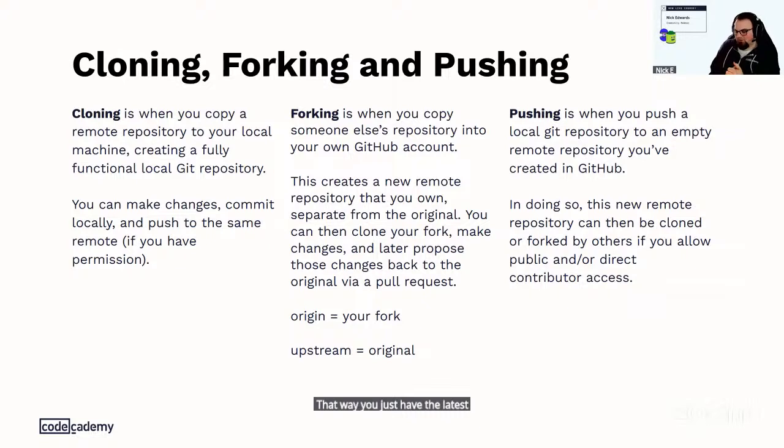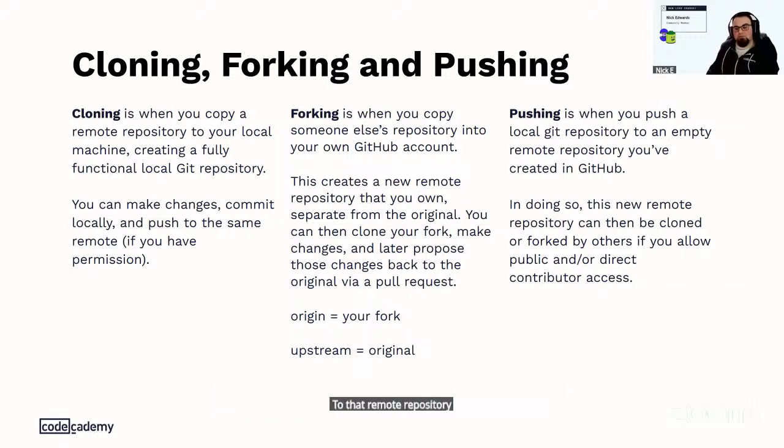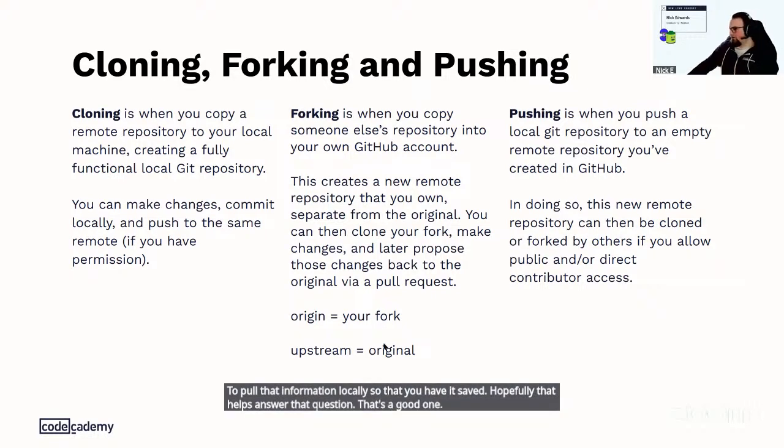Because you can think that if you have a local repository and let's say you don't update it for 3-4 weeks, and other people have made changes to that remote repository since the last time you pulled your latest copy of it or cloned it, there's going to be code that lives in GitHub that doesn't live within your local repository. And so you're going to need to use an operation like git pull to pull that information locally so that you have it saved. Hopefully that helps to answer that question. That's a good one, and thank you for asking.